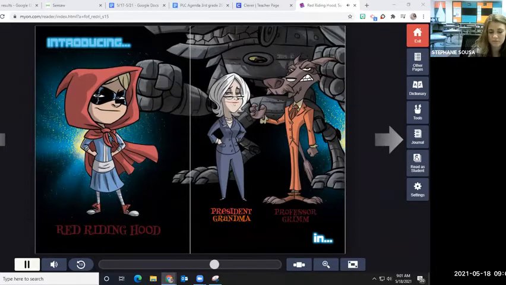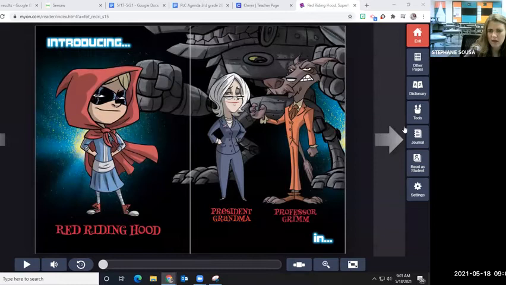President Grandma. Professor Grimm. All right, so here we can see Grandma's been turned into a president. Red Riding Hood has been turned into a superhero where her hood appears to be a cape. And then we've got, this is interesting, Professor Grimm. I'm also noticing this large monstrosity behind him, okay? Again, as we're watching, pay attention to captions and speech bubbles.